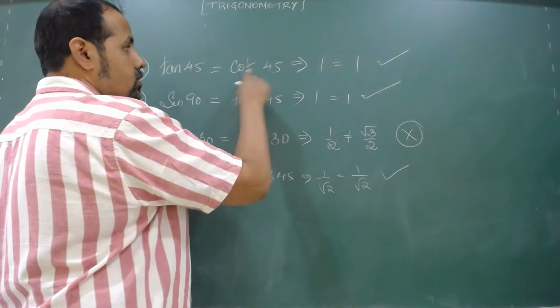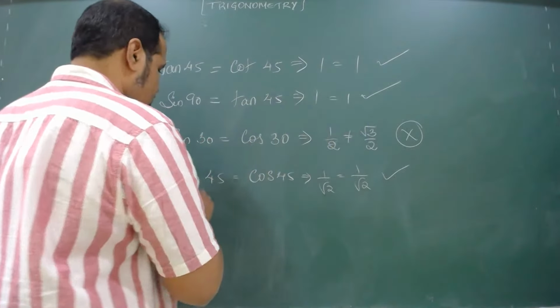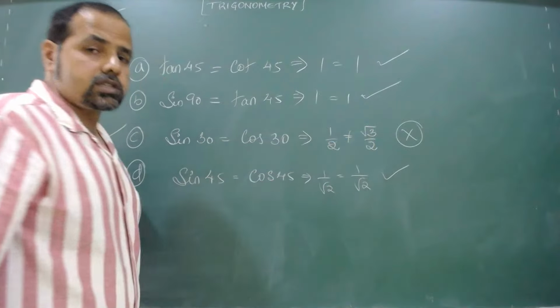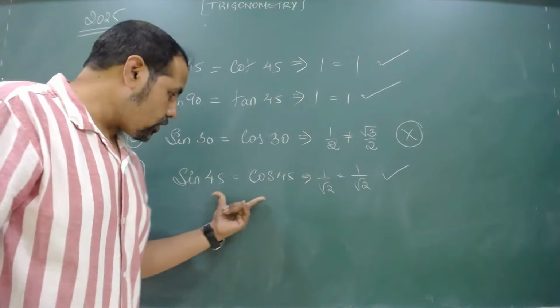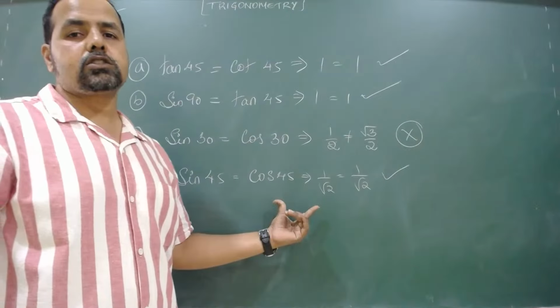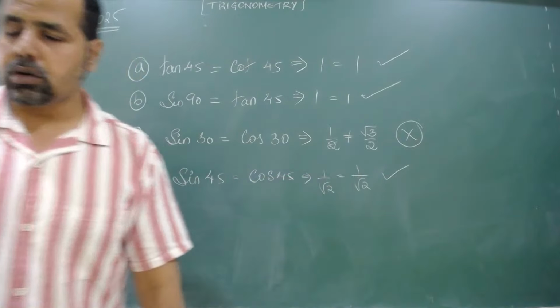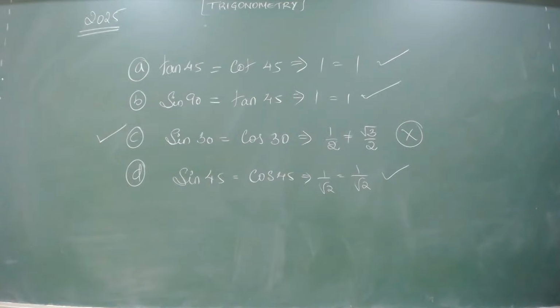Tan 45 is 1, cot 45 is 1. Sin 90 is 1, tan 45 is 1. Sin 30 is 1 by 2, cos 30 is root 3 by 2, which is not equal. And the last one is equal. Just for you to confirm the last option, sin 45 is 1 by root 2, cos 45 is also 1 by root 2. Now quickly make a note of this one.